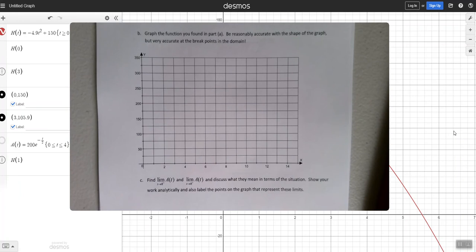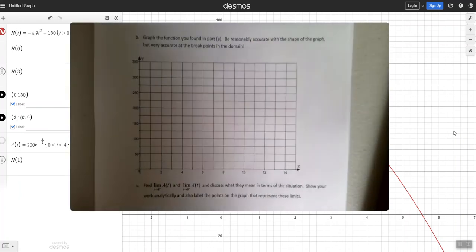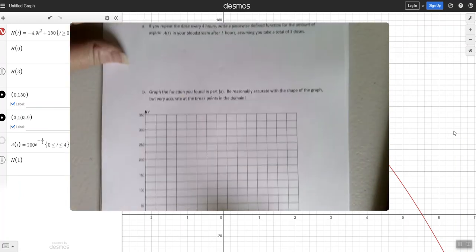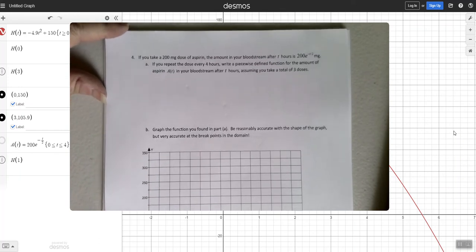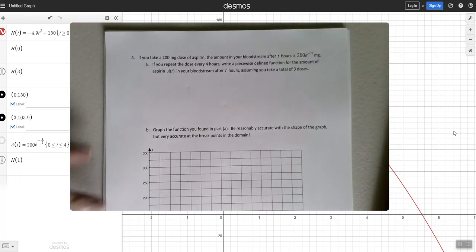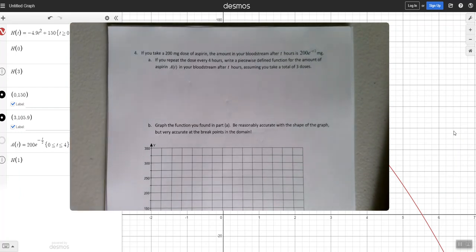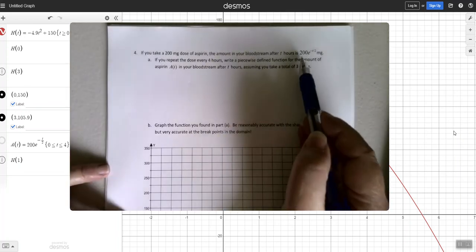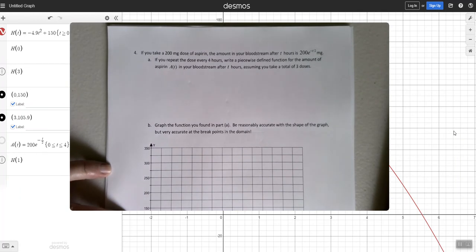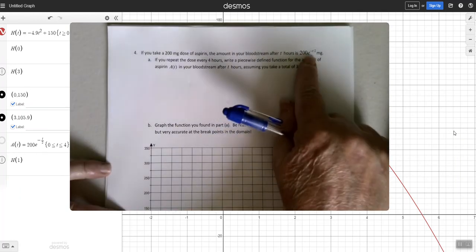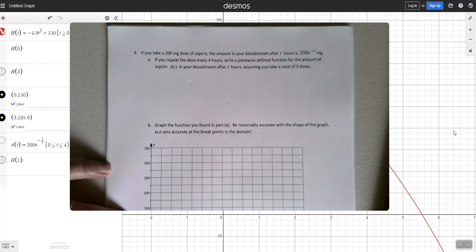All right, we have one last problem to talk about. If you take a 200 milligram dose of aspirin, the amount in your bloodstream, or at least in your body, my bloodstream might be an exaggeration, but we'll just go with it, after t hours, is 200e^(-t/2) milligrams. You probably recognize this as exponential decay, right? Makes sense. The longer since you've taken the medication, the more it wears off, and there's less in your bloodstream.